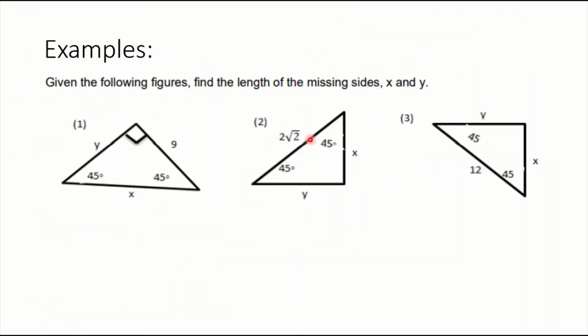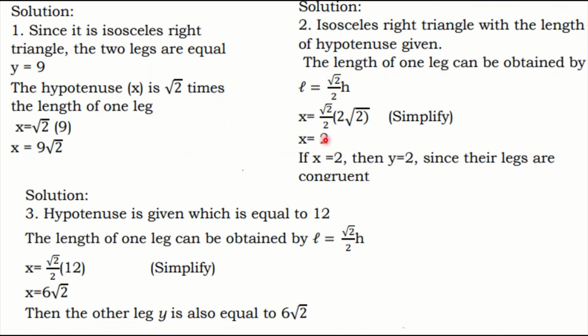Ayan. Okay? So, therefore, the answer is 2. Paano po naging 2? Simplify natin. Square root of 2 times 2 square root of 2. So, 2 times 2 is 4. 4 times 2 is 4. Square root ng 4 is 2. So, 2 times 2 is 4. 4 divided by 2 is 2.